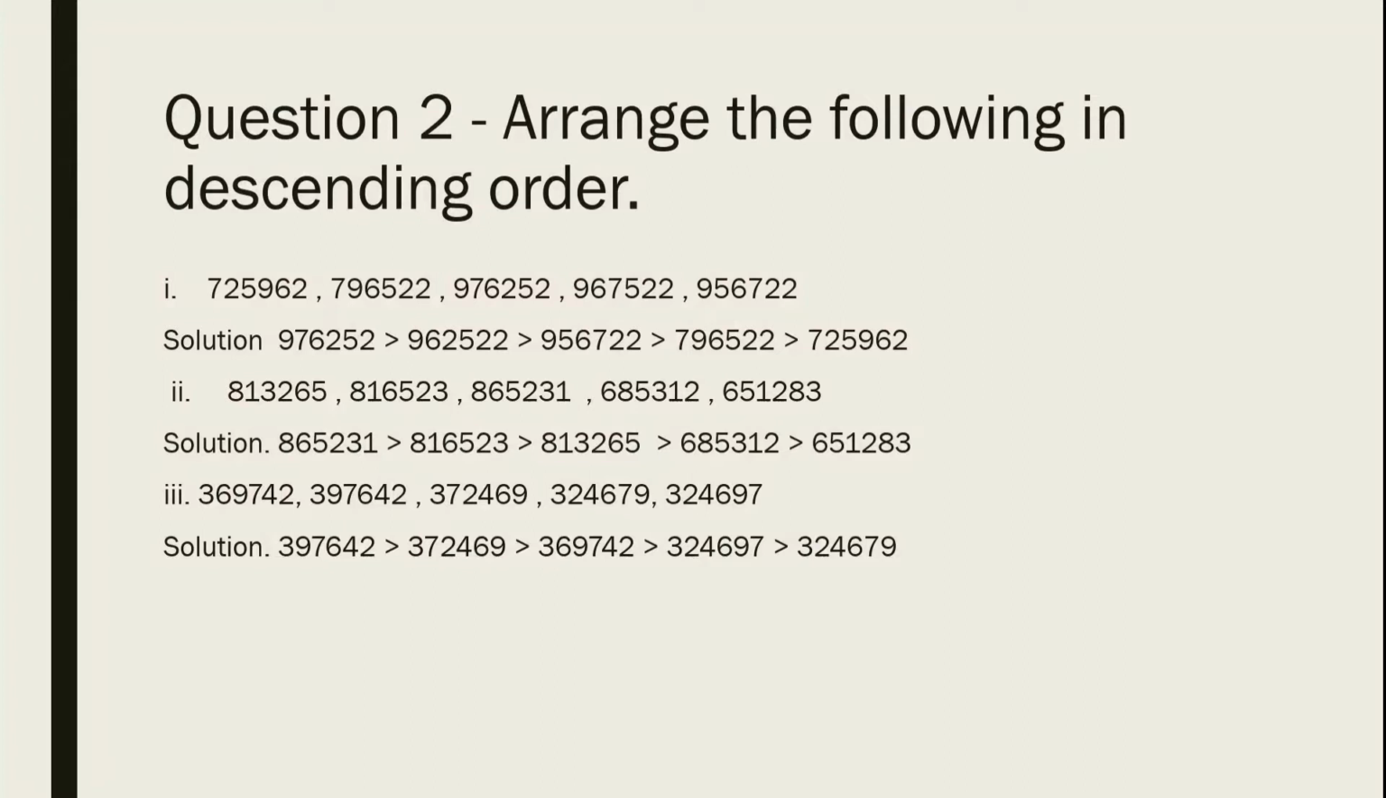725,962, 996,522, 976,252, 967,522, 956,722. Now these are the 5 numbers we have to arrange in descending order.